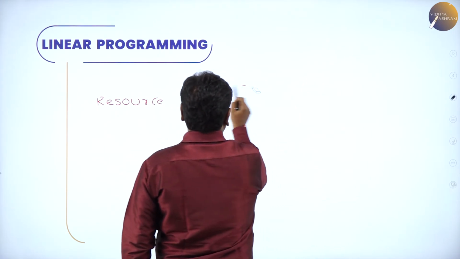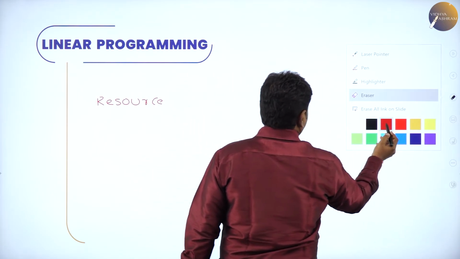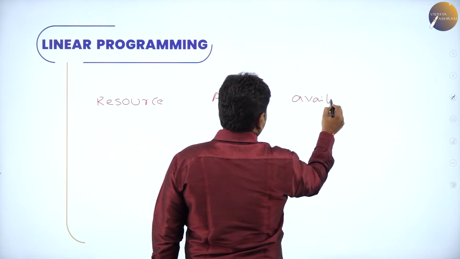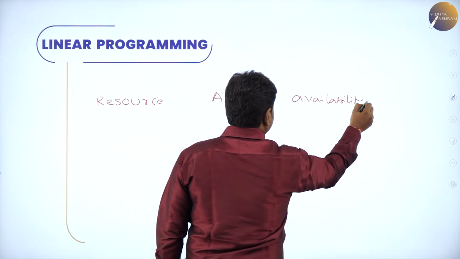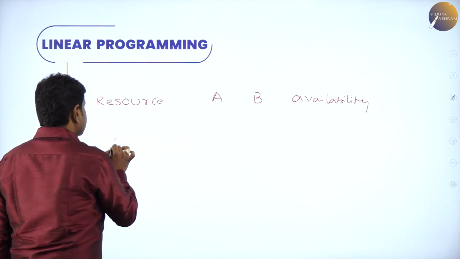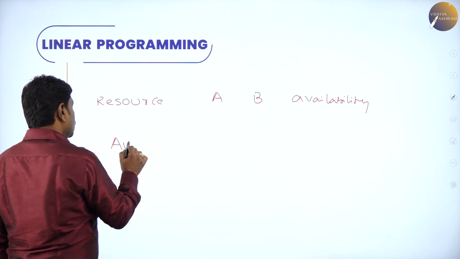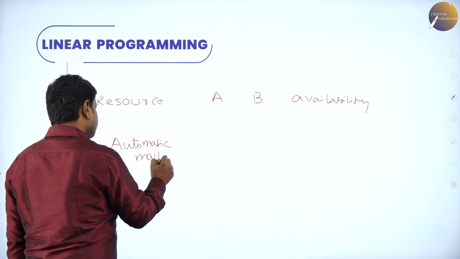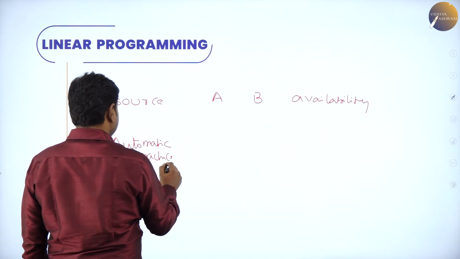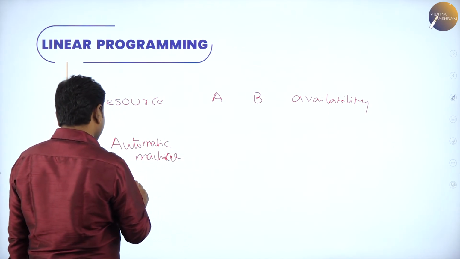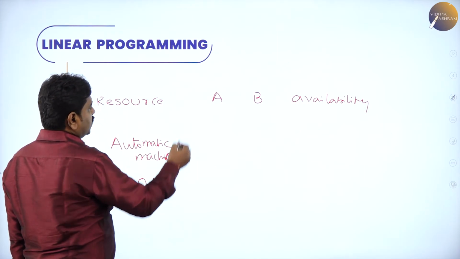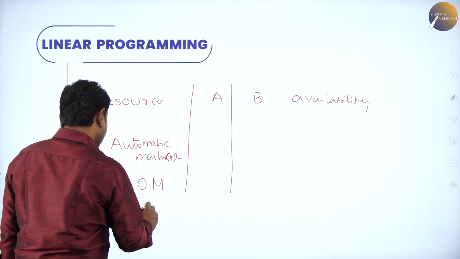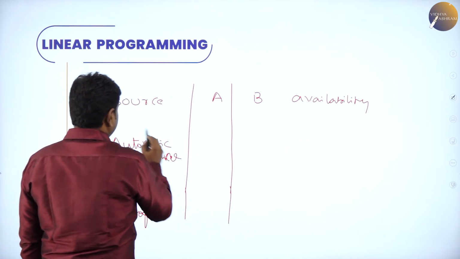That's what is given, right? So package A and package B, type of screws, and availability. So make it and solve this graphically like the last situation. Now the resources: one is the automatic machine, and the other one is the hand operated machine, HOM, I'll write. So these are the resources, and they also give the profit per package of A and per package of B.